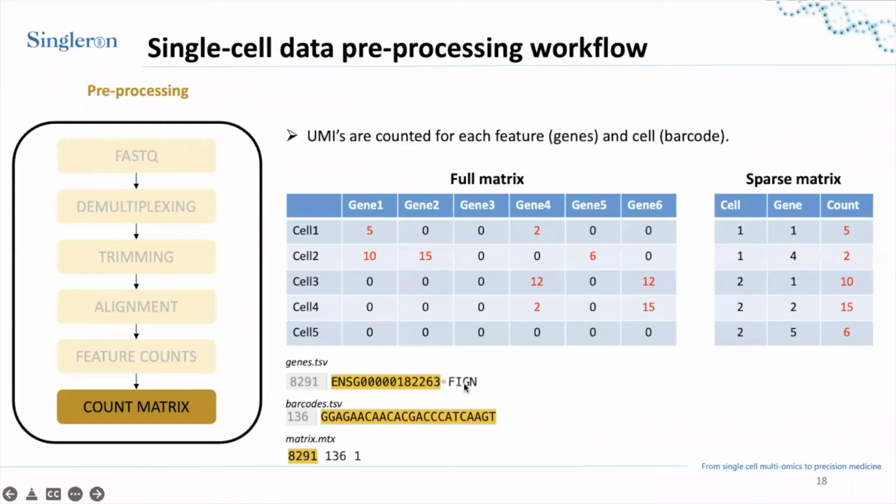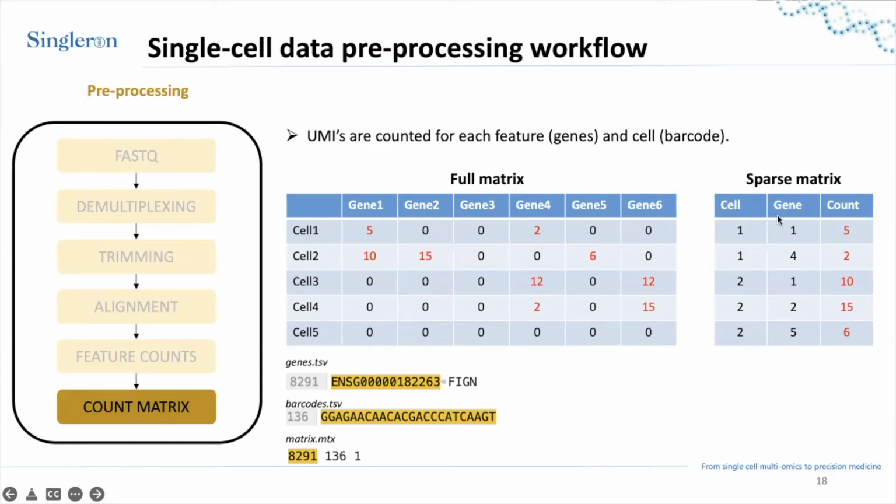So just now we saw that for this FIGN gene, with this barcode, there are two reads. But eventually when it goes to the UMI counts, only the unique number of UMIs is counted. So we only report one as expressed in both the sparse matrix as well as the full matrix. Actually, these two matrices represent exactly the same thing. The only difference is the reporting format of these two tables.